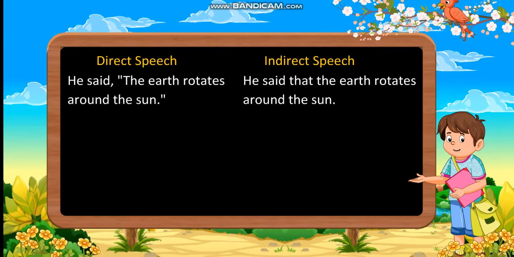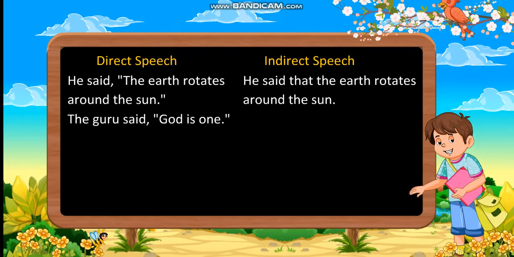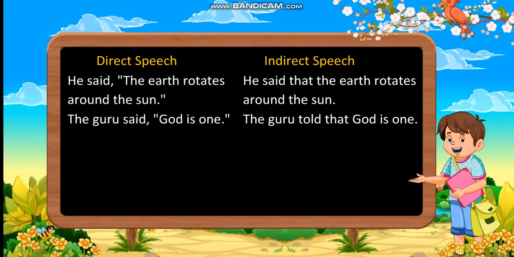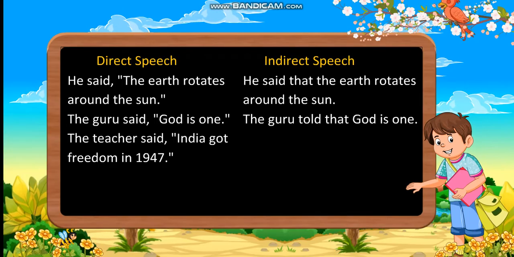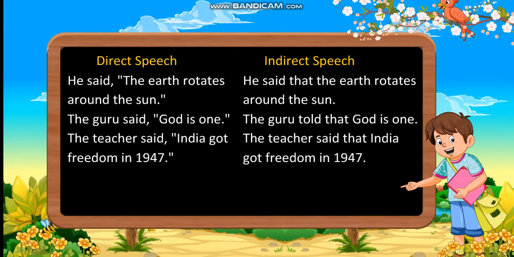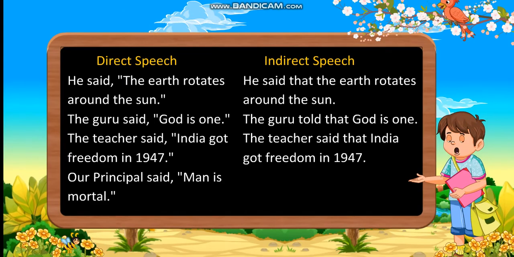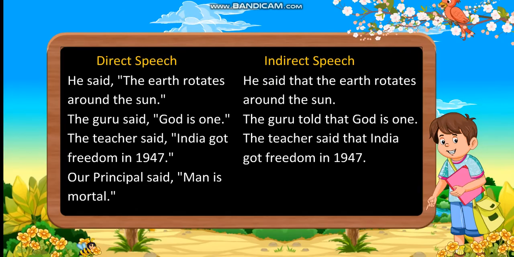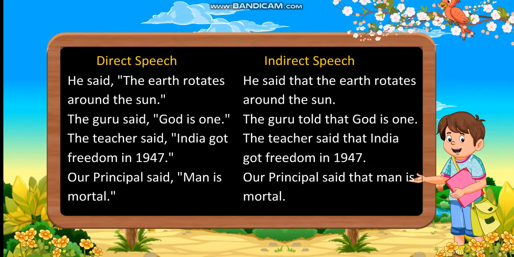He said that the earth rotates around the sun. The Guru said, "God is one." The Guru told that God is one. The teacher said, "India got freedom in 1947." The teacher said that India got freedom in 1947. Our principal said, "Man is mortal." Our principal said that man is mortal.